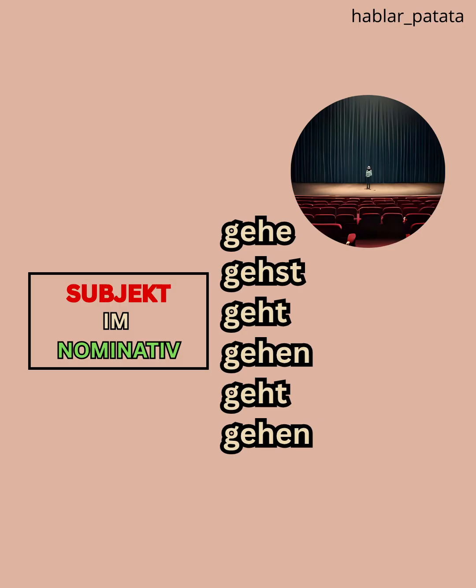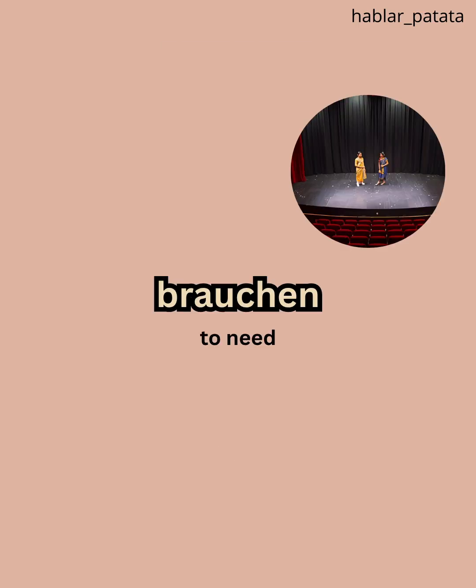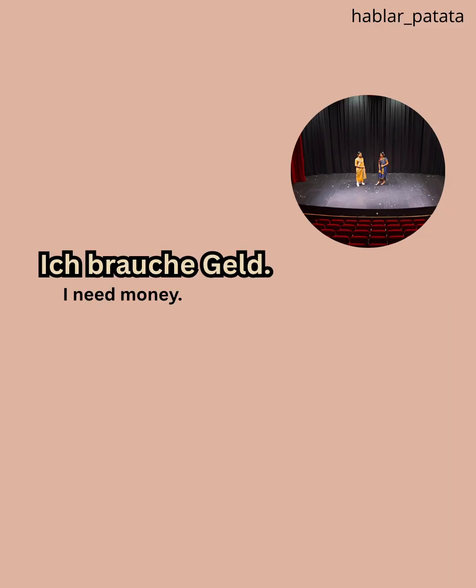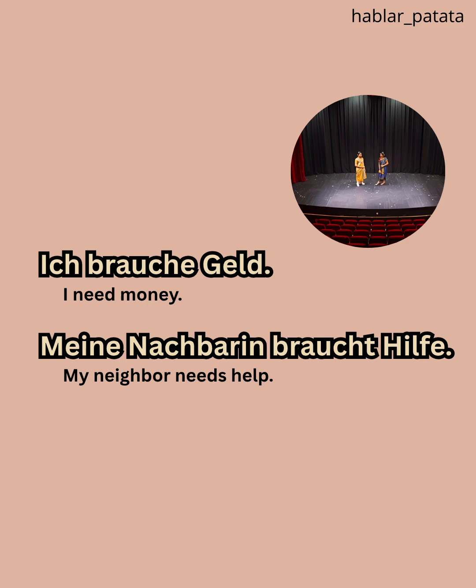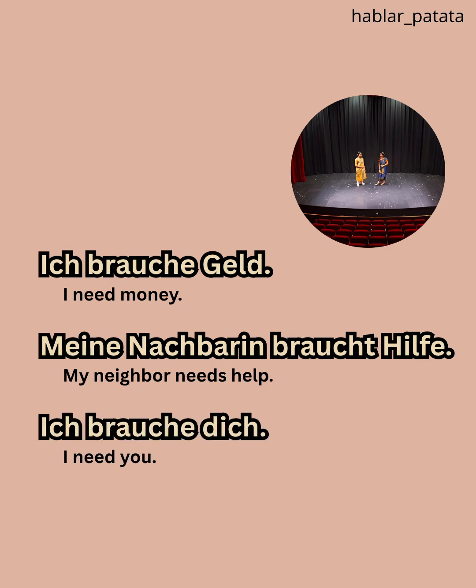Other verbs assign 2 roles. Take the verb brauchen, for example. I can say ich brauche Geld or meine Nachbarin braucht Hilfe. I can even say ich brauche dich. In the first sentence, the actors are I, the subject, and money, the object. In the second sentence, they are my neighbor, the subject, and help, the object. And in the third sentence, they are I, the subject, and you, the object.